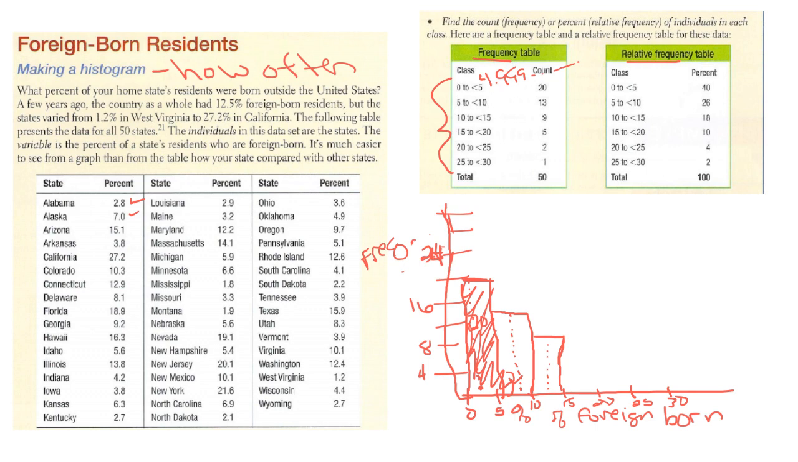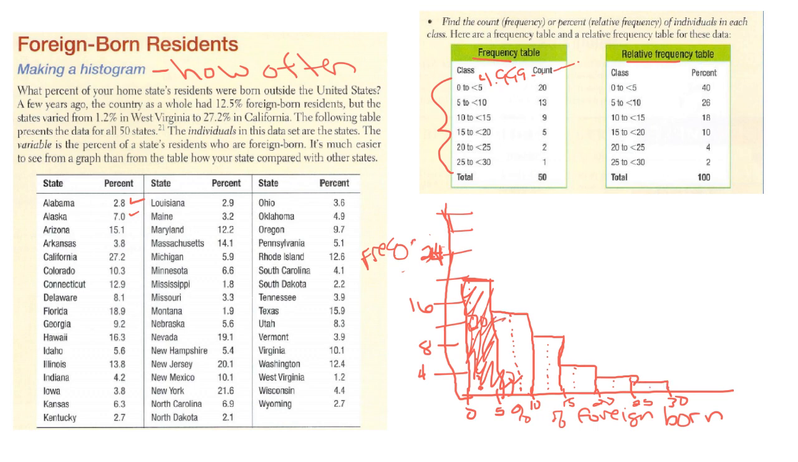In the 15 to less than 20, I've got 5 states. So 1, 2, 3, 4, 5. In the 20 to less than 25, I have 2 states, 1, 2. And in the 25 to less than 30, I have 1 state.